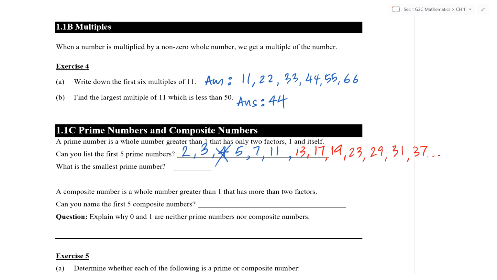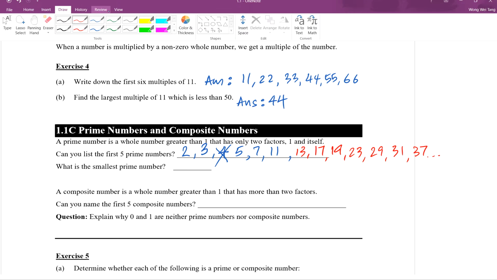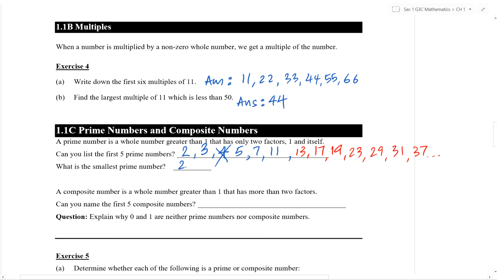Okay? Next, what is the smallest prime number? We did this just now. What is the smallest prime number? 2. You must know this. It will be tested. So the answer is 2.